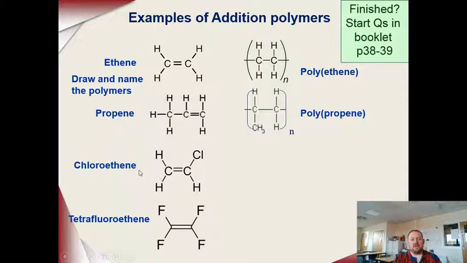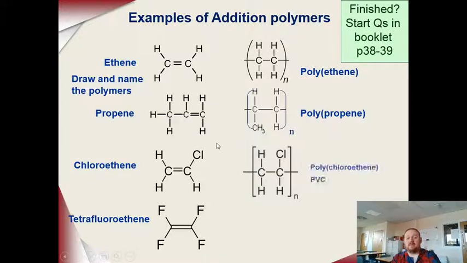All we do is draw a line out here and a line out here, and bang, we can make our repeating unit. And this one is polychloroethene. This is also known as PVC, or polyvinyl chloride. Really useful if you have windows with the frames made of plastic. You probably have UPVC frames, or unplasticized polyvinyl chloride. So this is what it's made from.